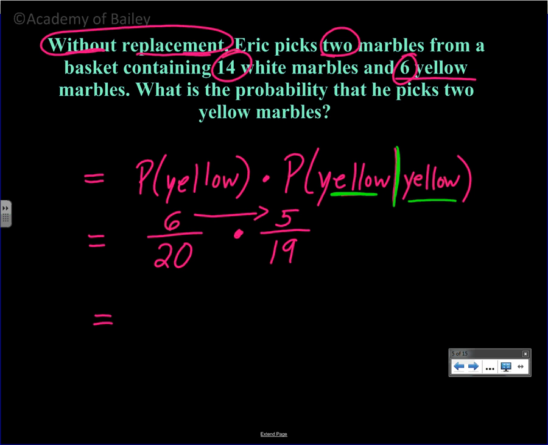And so when we multiply these, 6 times 5 is 30. And 20 times 19, I believe, is 380. And just a quick canceling, you can reduce each one of those numbers by 10. So you know that you have 30 divided by 380, but once you reduce each one by 10, 3 divided by 38. If you can't do that in your head, that'll be less buttons you will have to push on the calculator. And so now we're going to get 7.9%. So there's a 7.9% chance that Eric pulls 2 yellow marbles out of the basket.